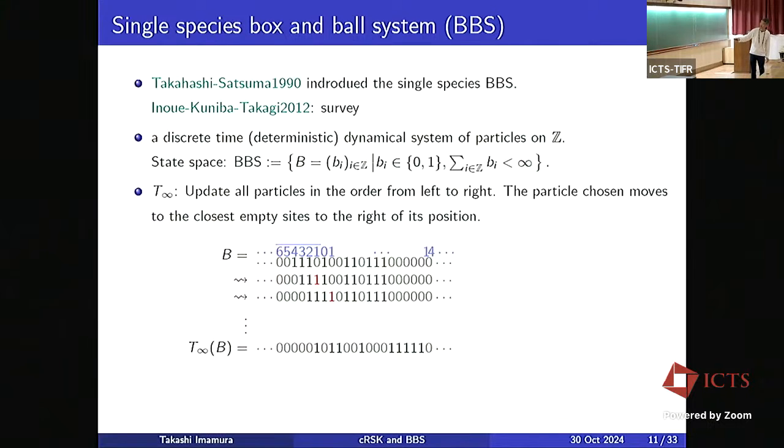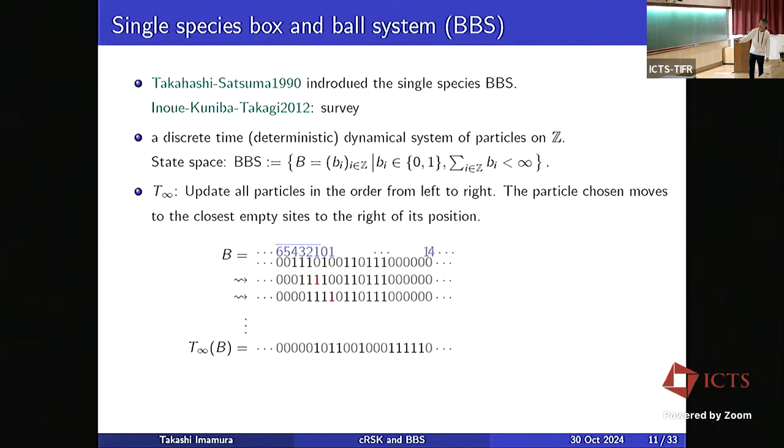It is a discrete time deterministic dynamical system of particles on the one-dimensional lattice Z. The state space can be expressed by binary strings on Z. This is the set of the state space. In my talk, we consider the case where there are only finitely many particles on Z. And this T infinity is the operator of the one-time update of the state of the BBS.